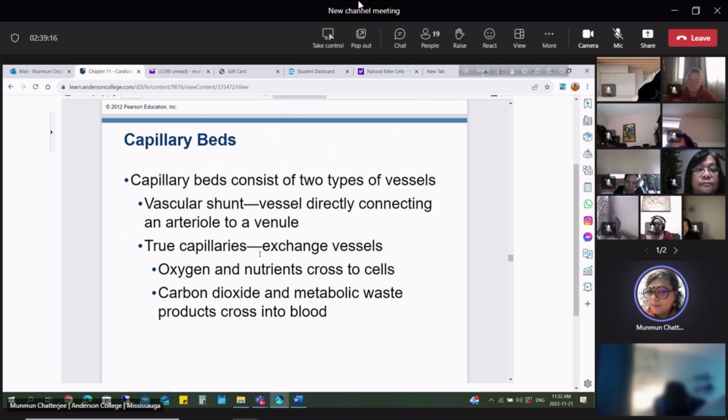So capillary beds consist of two types of vessels. One is called the vascular shunt, when a vessel directly connects an arteriole to a venule. That is the vascular shunt, a direct connection. There is nothing in between. And the true capillaries are the exchange vessels. Oxygen and nutrients pass to the cells, and carbon dioxide and metabolic waste products cross into the blood. That is when they are doing the exchange in the bed.